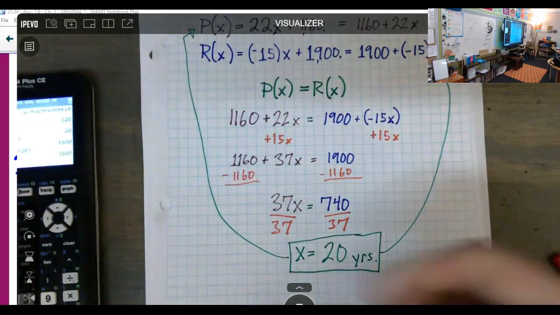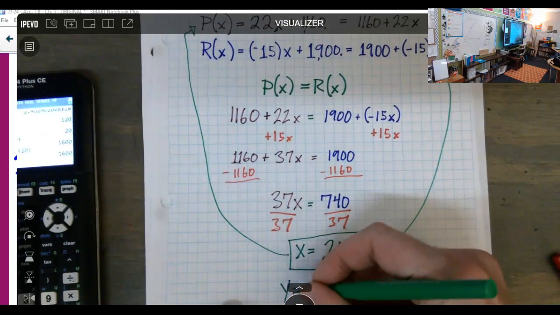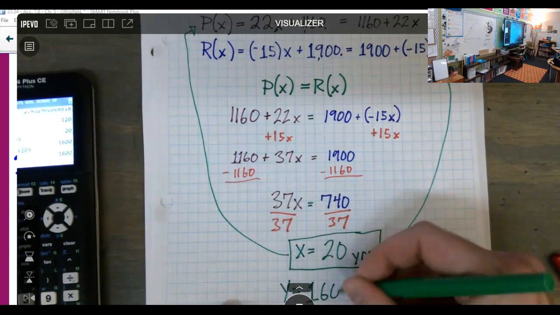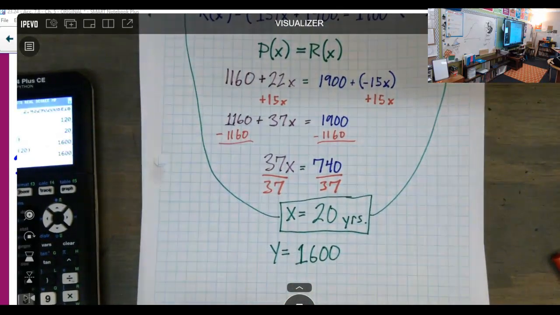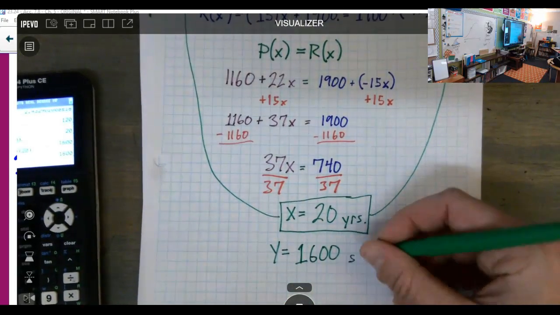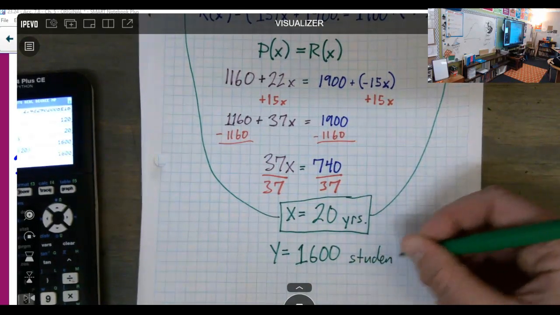Bingo. So both of the y's equal 1,600. Charlie, I think I've lost you because we're still doing work.